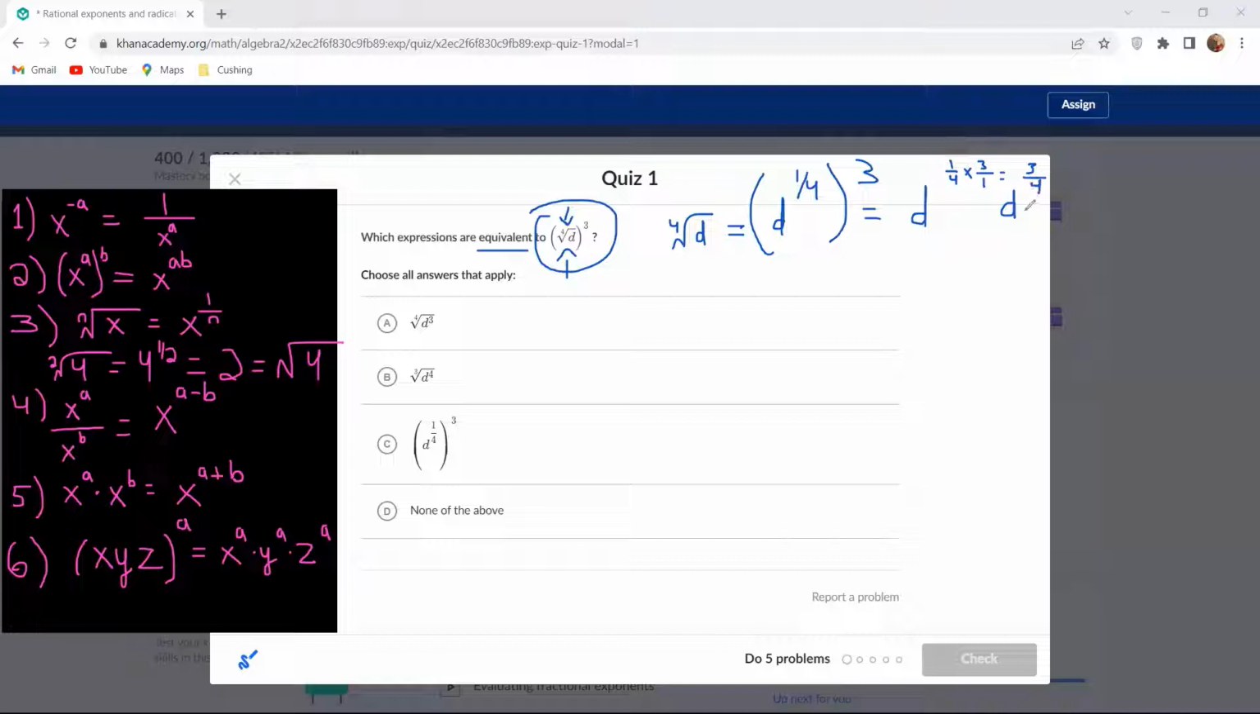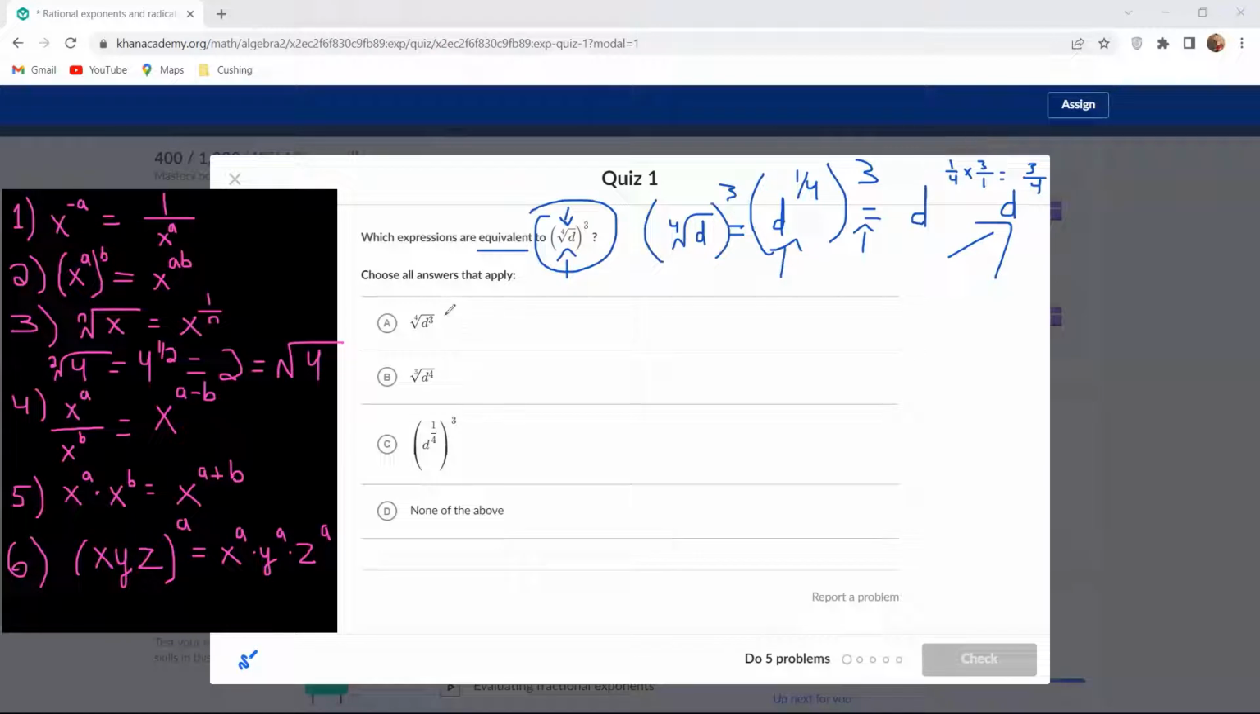D to the 3/4. So I've written this in a couple of different ways. This is d to the 3/4. You can also think of it as d to the 1/4 raised to the third. It's all the same thing. The 4th root of d raised to the third. So now what we're going to do is go answer by answer and see which ones of these are the same, if any.